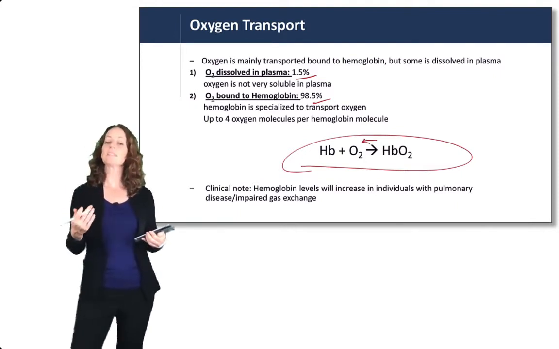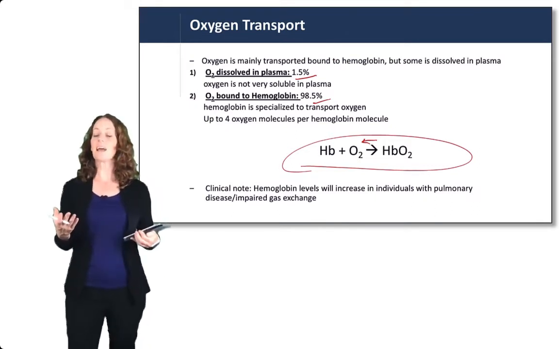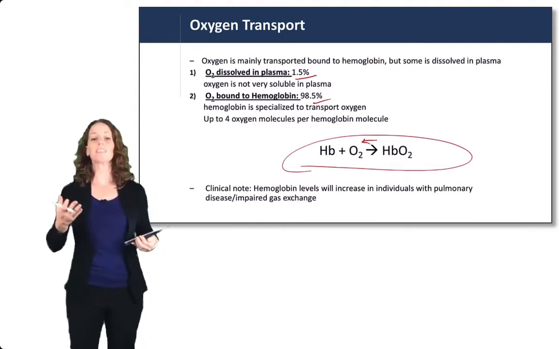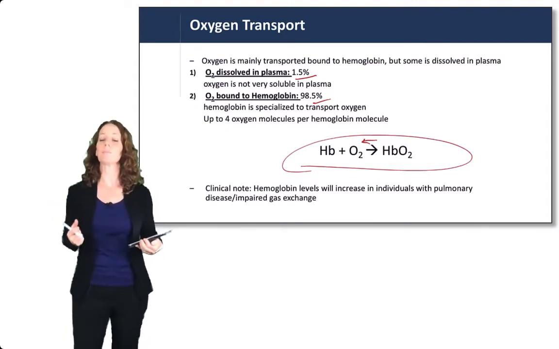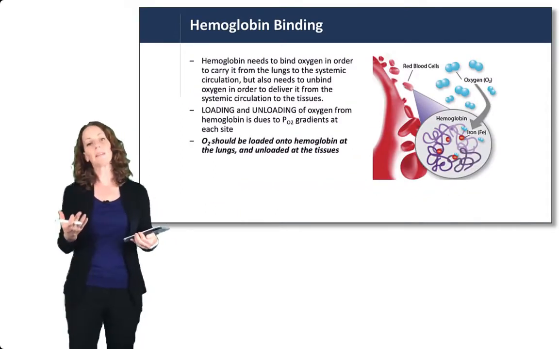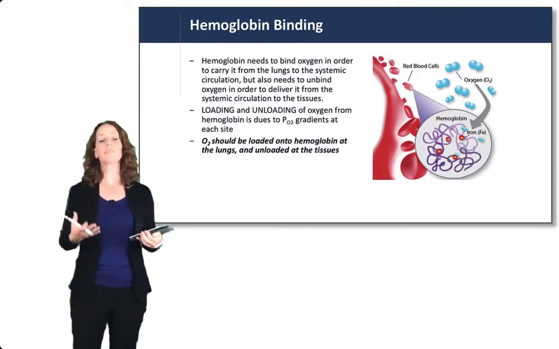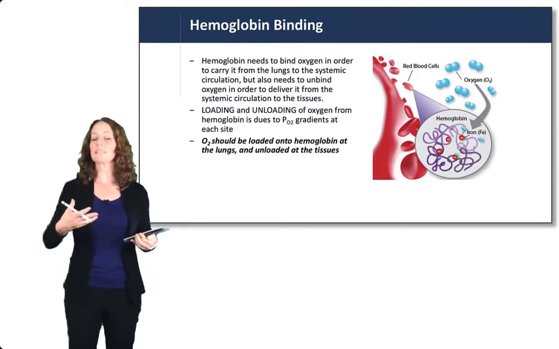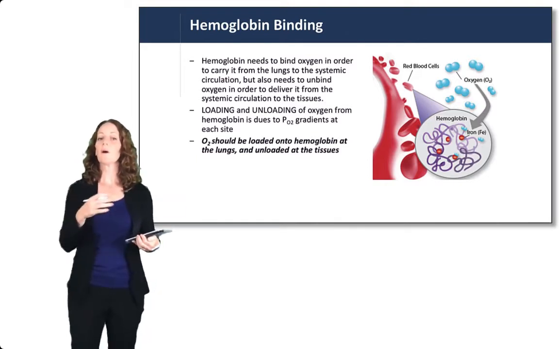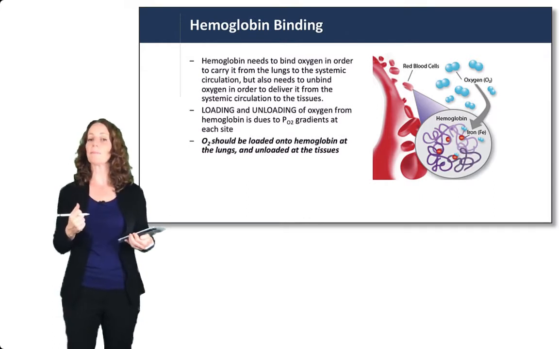As a clinical note, hemoglobin levels will increase in individuals that have impaired gas exchange. That's an attempt to get more oxygen carrying capacity in the blood. So hemoglobin needs to bind oxygen in order to carry it from the lungs to the systemic circuit, but it also needs to unbind it in order to deliver it to the tissues. We call this the loading and unloading of oxygen from hemoglobin.